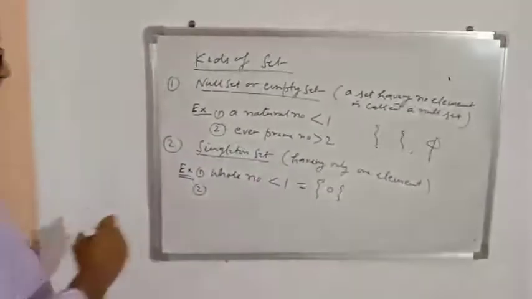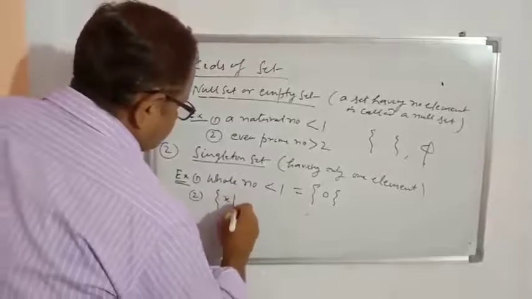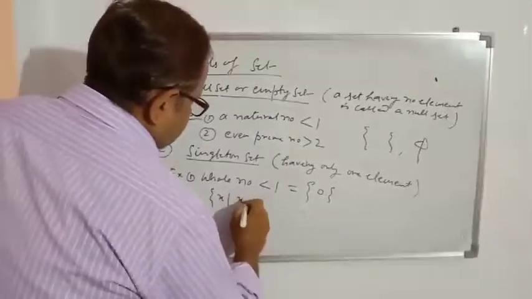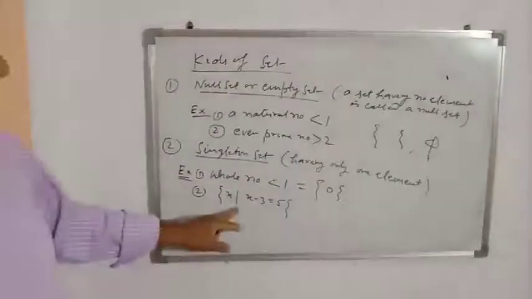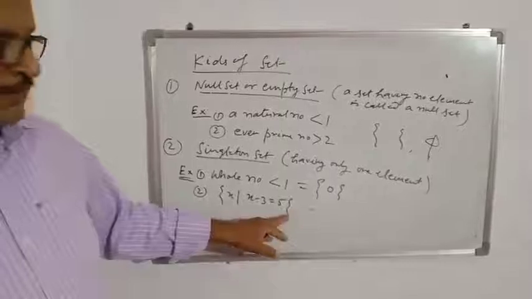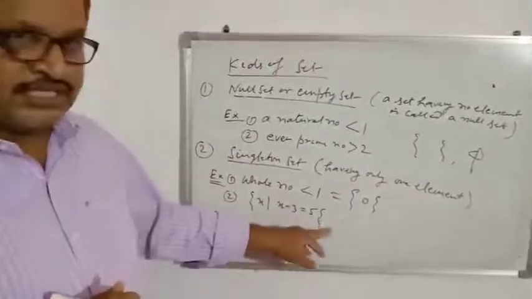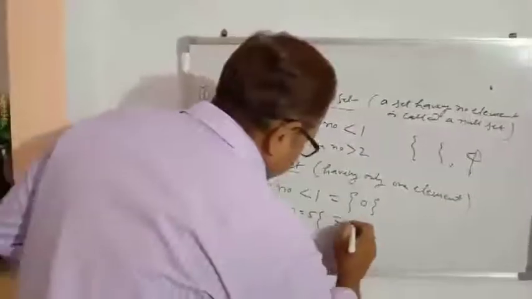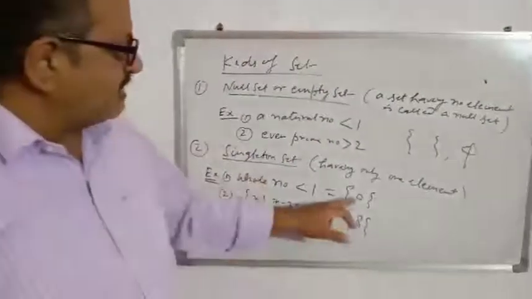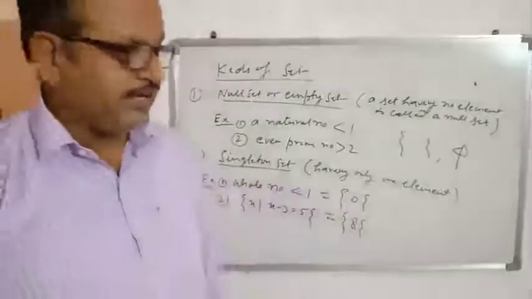Next example. x such that x minus 3 is equal to 5. If we solve it, we will get only one value of x. Transpose minus 3 to that side. So what will come? 5 plus 3, 8. So in this set, we will get only one element, that is 8. So both the sets have exactly one element. So it is called singleton set, having only one element.